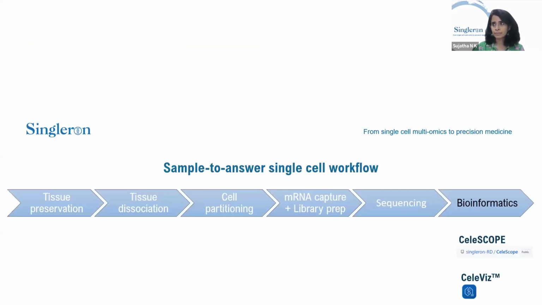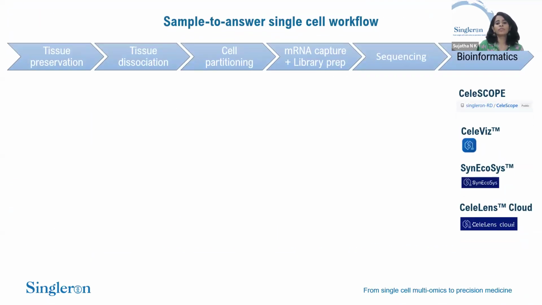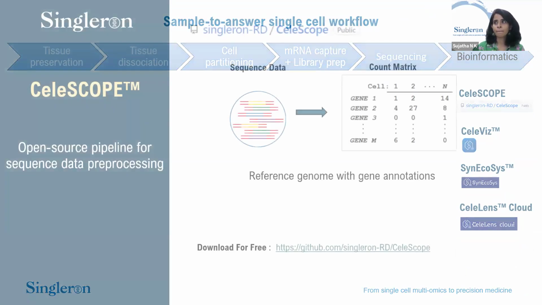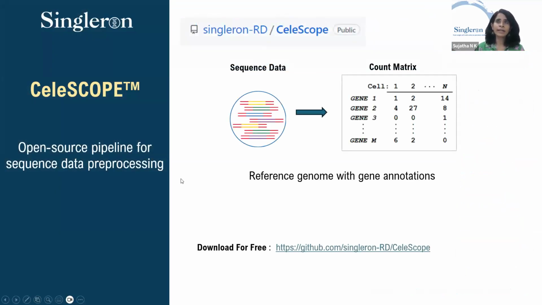Finally, once you send it for sequencing, you get back all this data, and then you need to find a way to actually address the questions that you started with. We have a whole suite of products available, and I'll just go through these in short. So the first one is CellScope. From a sequence provider, you would get your FASTQ sequence data. For pre-processing that, you can use CellScope. So this is free to download.